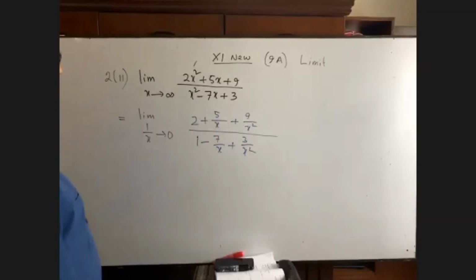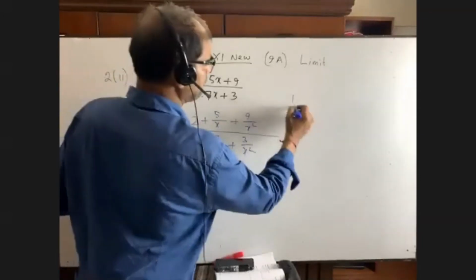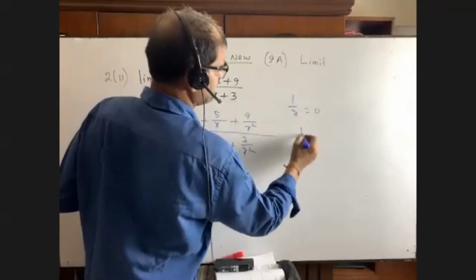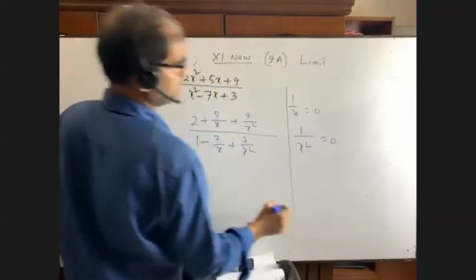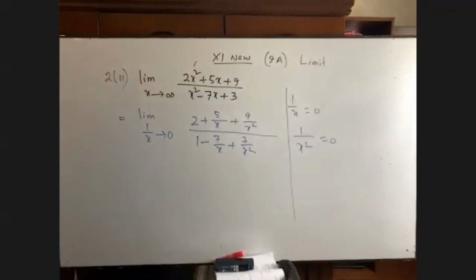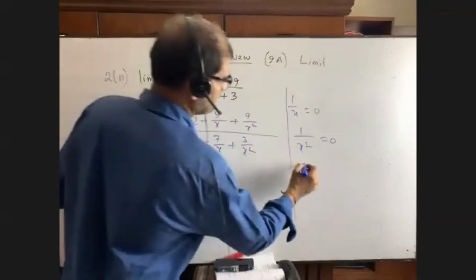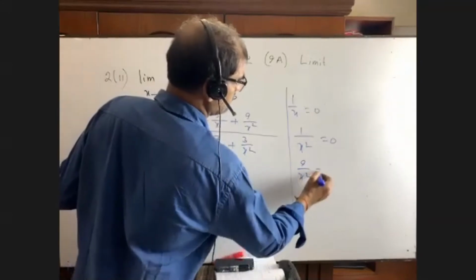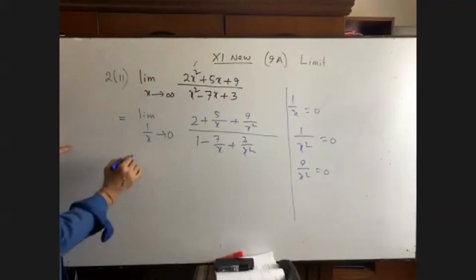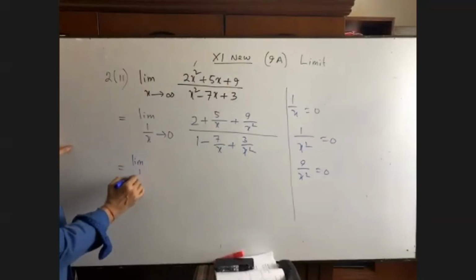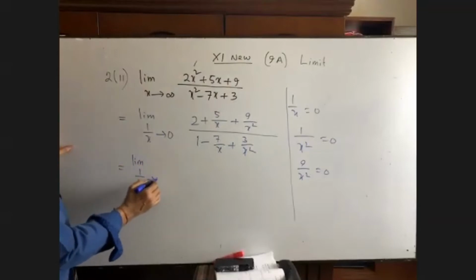Now you see, if 1 by x equals to 0, what is meant by this? 1 by x square equals to 0. Am I right? Yes, sir. Then we can also write 9 by x square equals to 0. Is it? Yes, sir. That means we get limit 1 by x tends to be 0.